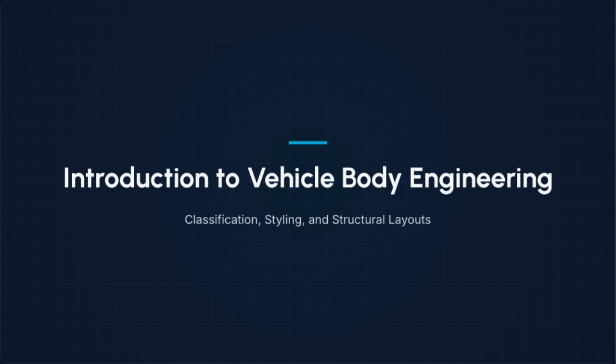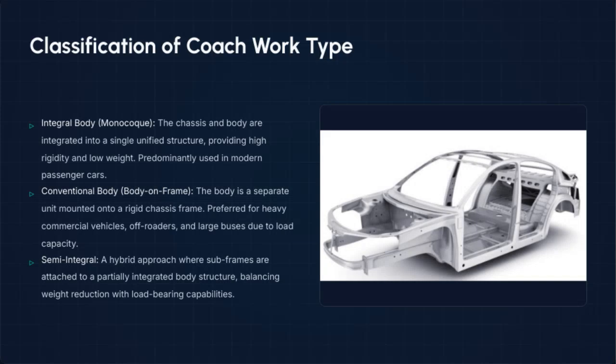Lastly, structural layouts refer to the way the vehicle's body components are arranged to provide strength, rigidity, and safety. Understanding these aspects helps us appreciate the complex engineering decisions that go into designing a vehicle that's not only attractive, but also safe and efficient. As we move forward, keep in mind how these elements work together to shape the vehicles we see on the road every day. Let's take a closer look at the classification of coach work types.